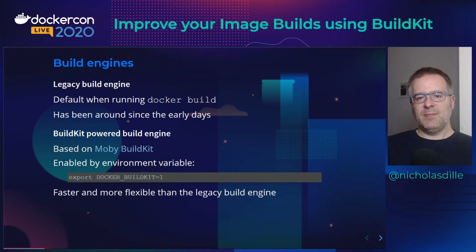Now, Docker comes with two build engines. The first one is the legacy build engine, which has been around since the early days, and it is the default when you run a Docker build command. But at the same time, Docker brings the BuildKit engine, which is a component of the Moby project, and it has already been integrated into Docker, but it's not enabled. But enabling BuildKit is as easy as creating an environment variable. So setting DOCKER_BUILDKIT to 1 will give you access to all the great features and improvements in the image builder.